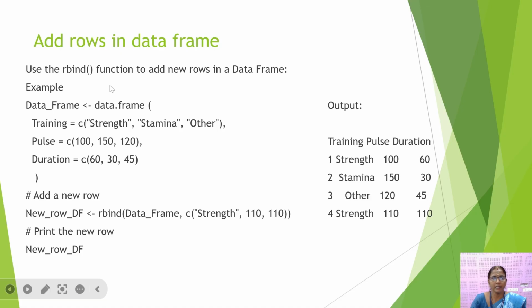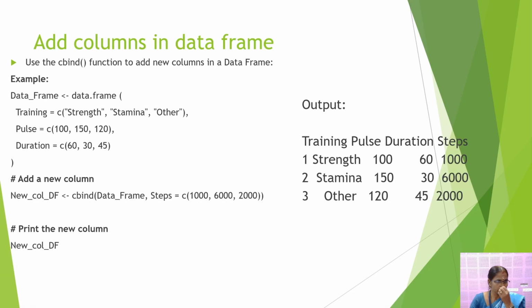Suppose you want to add one more row in the data frame, you have to use the rbind function. Suppose you want to add one more column in the data frame, you have to use the cbind function. Cbind means column binding. Already in the data frame there are three vectors, that is training, pulses, durations.